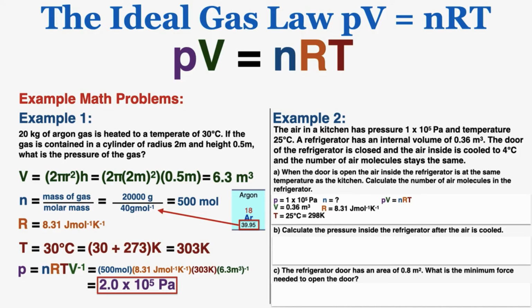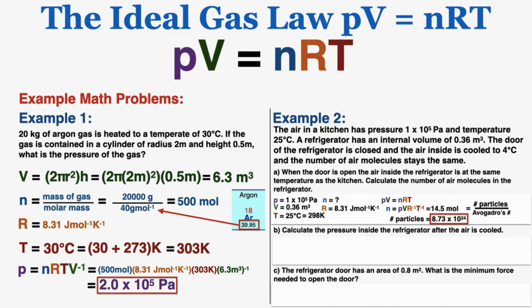I can plug that into PV equals nRT, so n is equal to this equation. And when I plug in my values, I get 14.5 moles. But I need to know how many particles there are. So the number of moles is equal to the number of particles over Avogadro's number. So when I multiply both sides by Avogadro's number, I get a number of particles equal to 8.73 times 10 to the 24th. That's how many particles of air there are in the refrigerator.